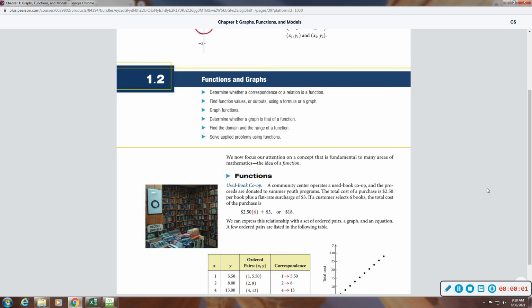All right, today we're going to be looking at section 1.2 in Precal. This is functions and graphs. Here we can see the learning objectives. We're going to determine whether a correspondence is a relation or a function. We're going to find function values, outputs using a formula or graph. We're going to graph functions. We're going to determine whether a graph is that of a function. We're going to find the domain and range of a function and then solve some problems using functions.